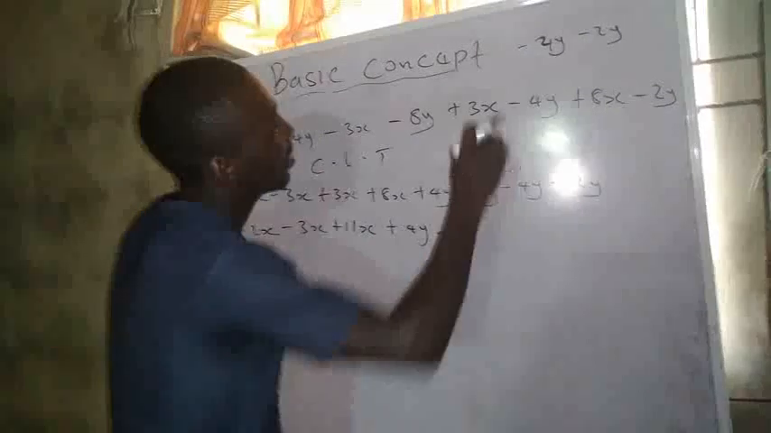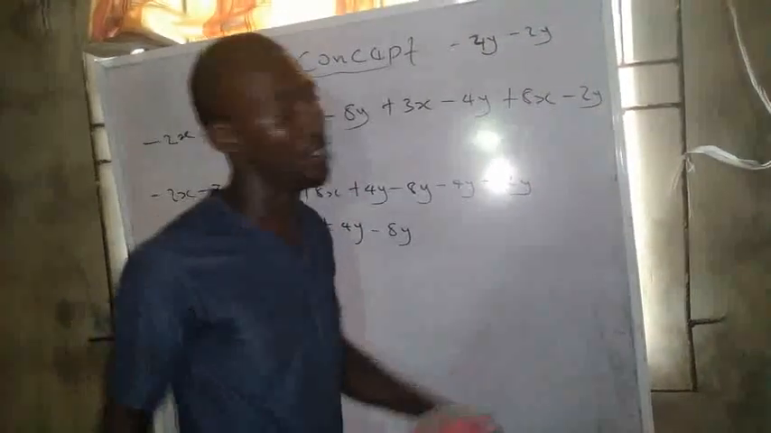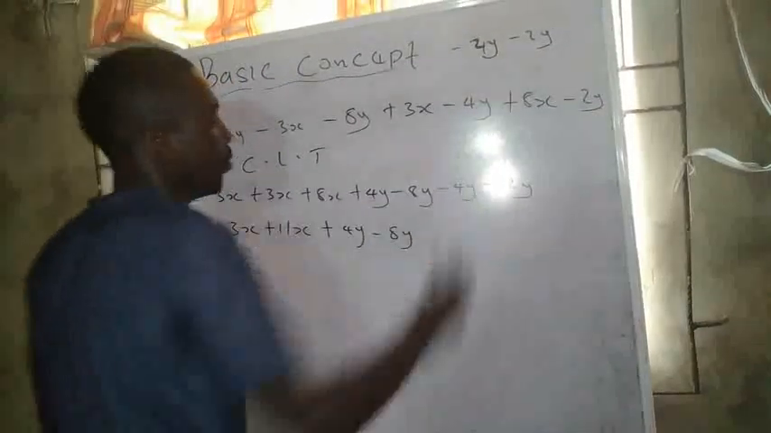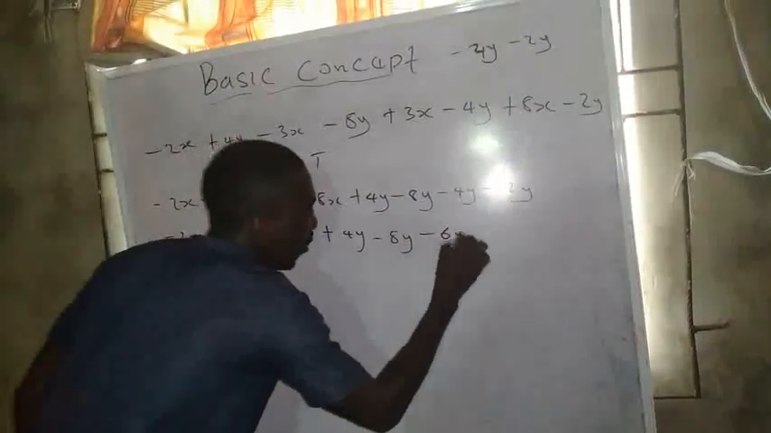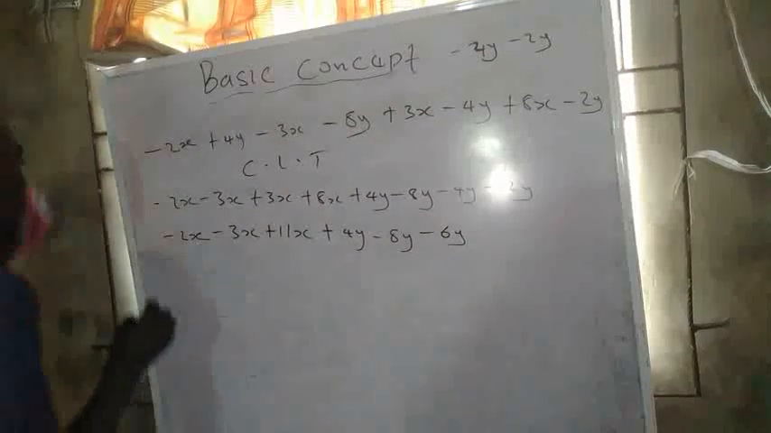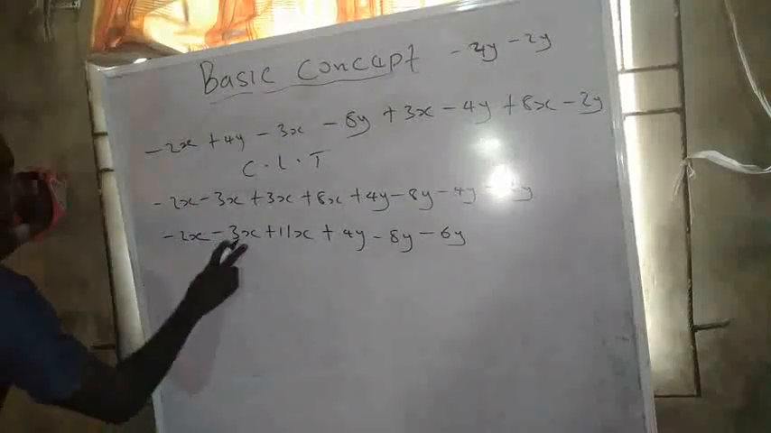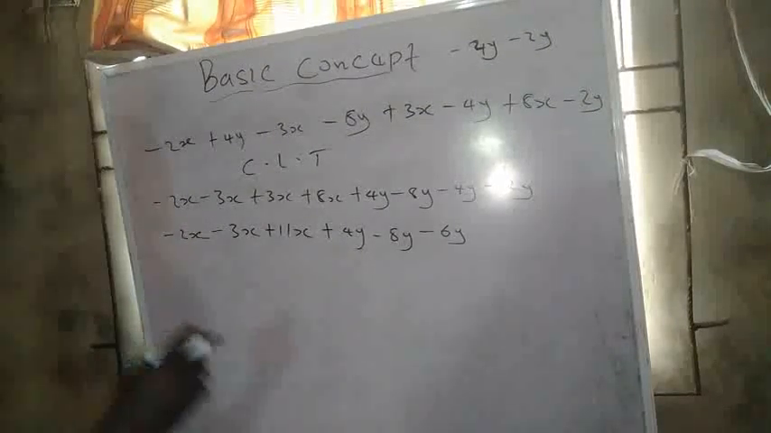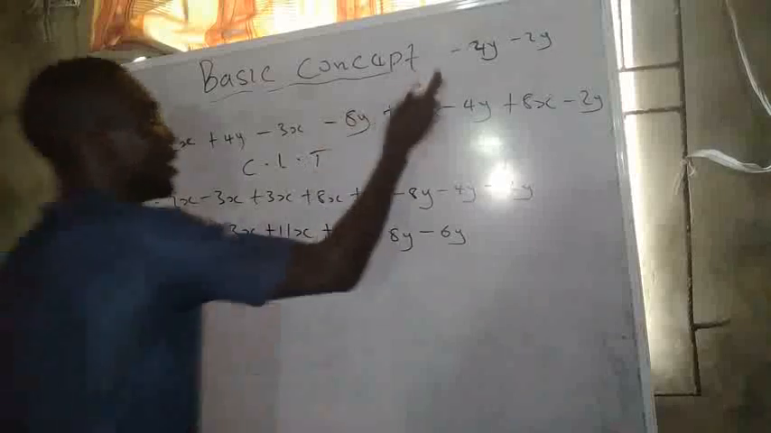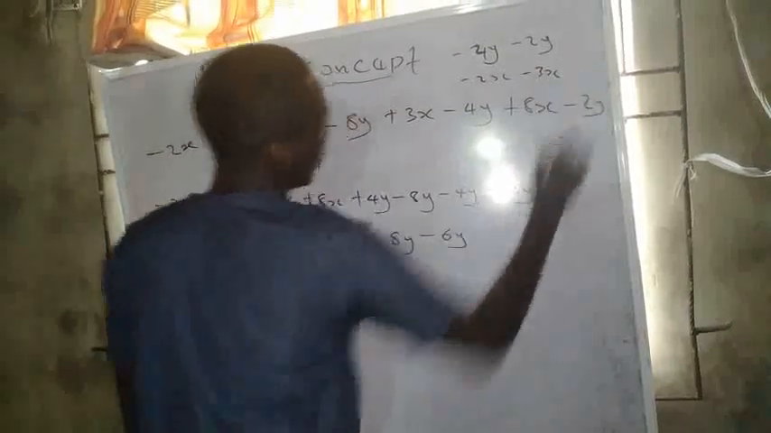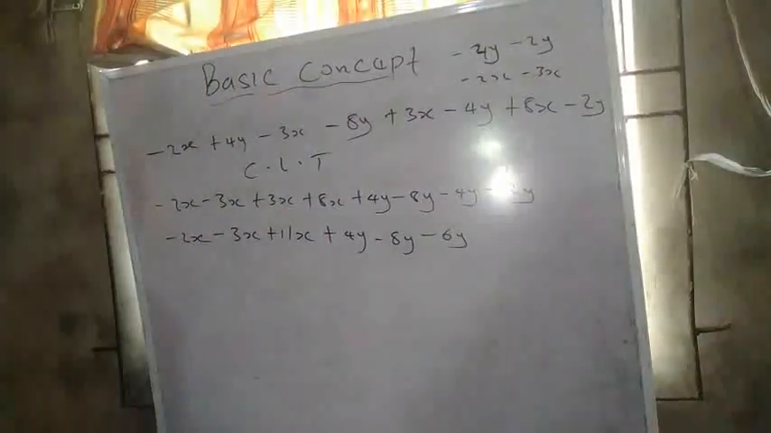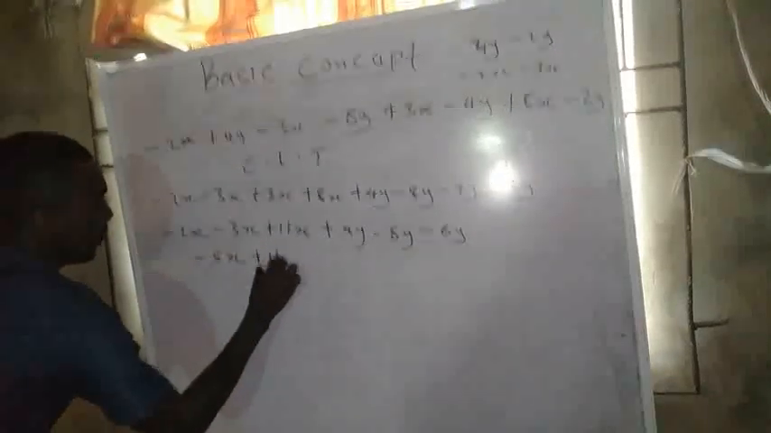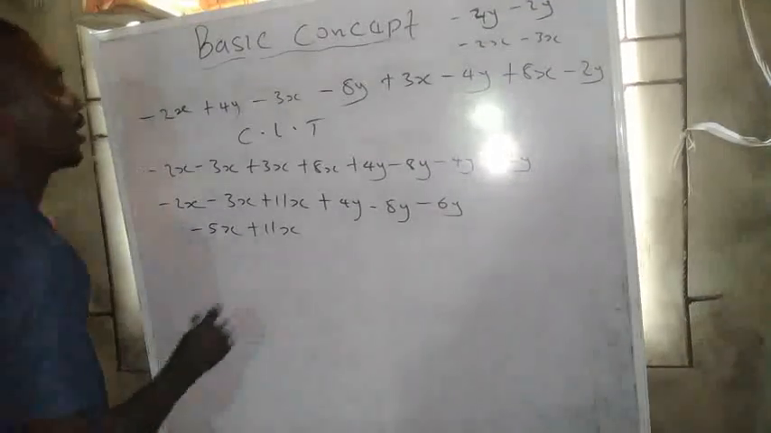I told you earlier, whenever you have minus minus, it means debt. So it's just the same thing as minus 4 minus 2. That is what? Minus 6y. Yes, we have minus 2x minus 3x, which is the same thing as minus 5x. Plus 11x.